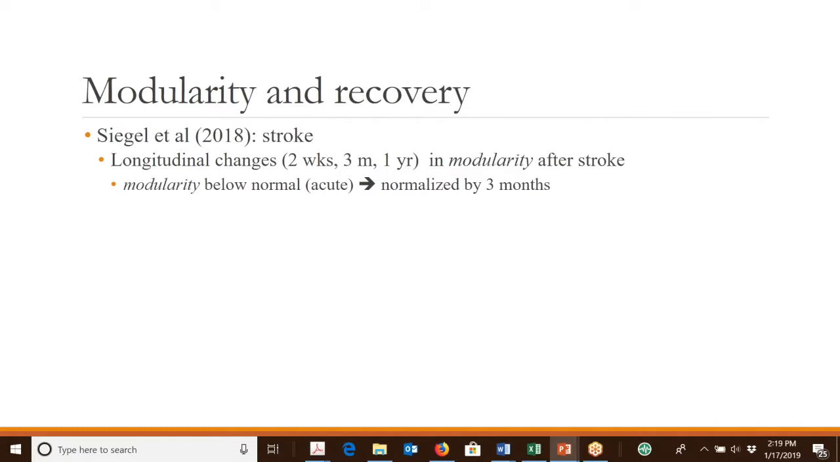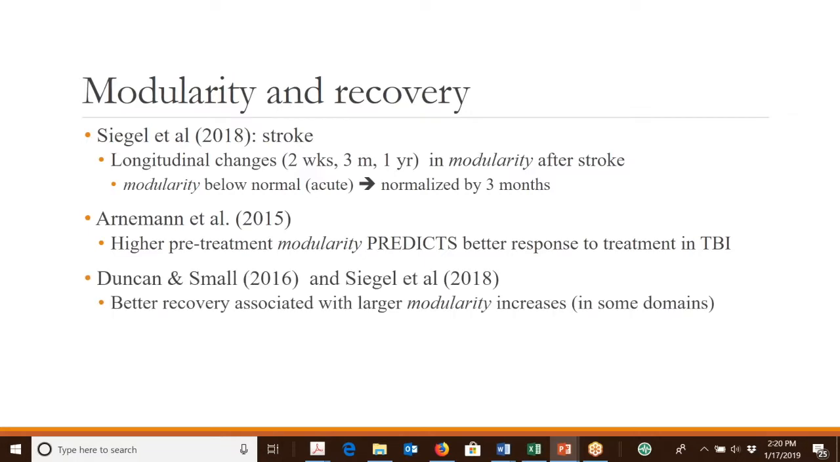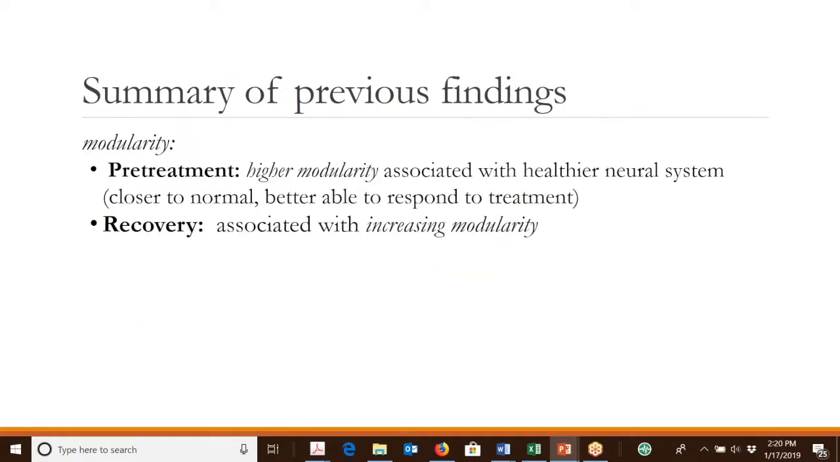Siegel et al. looked at individuals with stroke, and they measured modularity values at 2 weeks, 3 months, and 1 year after stroke. And what they found is that at the acute stage, modularity was below normal, but that modularity values normalized by 3 months. Arneman et al. found that higher pretreatment modularity, remember higher modularity means more segregation into local networks, predicts better response to treatment in the TBI group. Duncan and Small and also Siegel et al. found that better recovery is associated with larger increases in modularity. So modularity becomes greater, more segregation over time, is associated with better recovery.